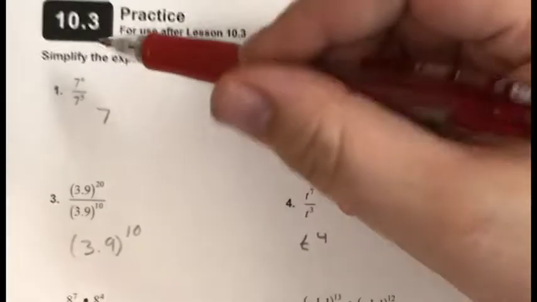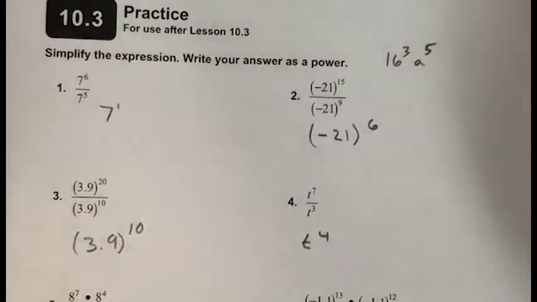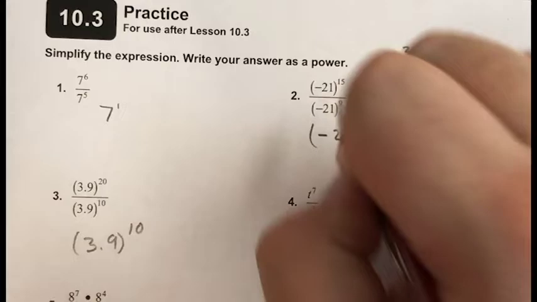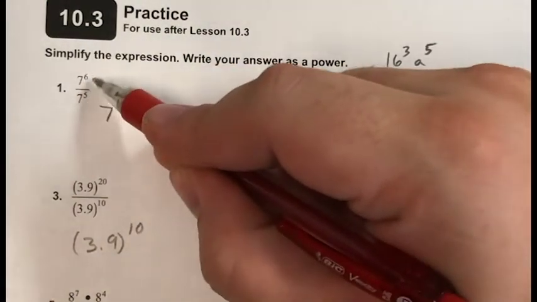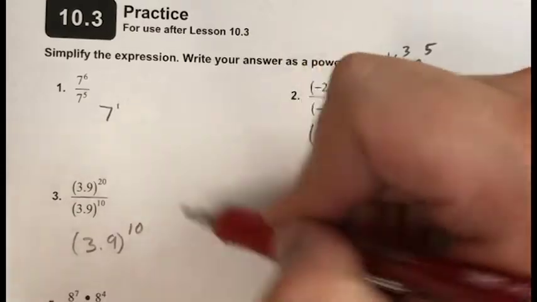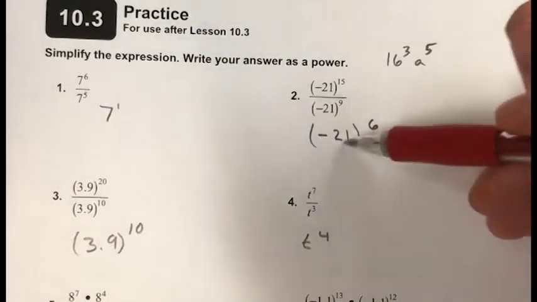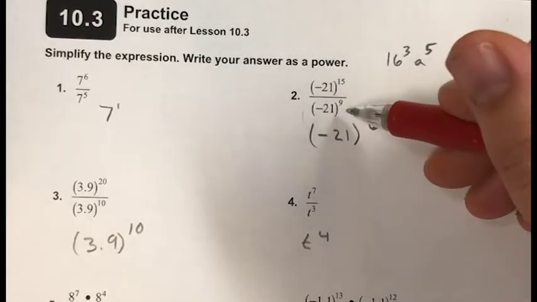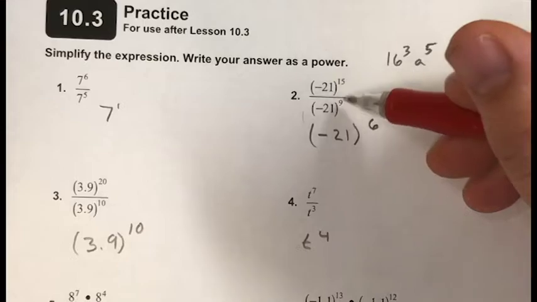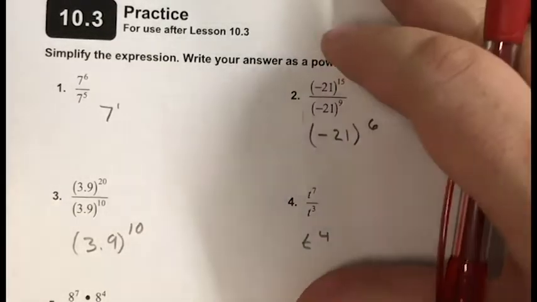All right, for number 1, you should have just gotten 7, or you could put 7 to the 1 power. That would have been fine, but 7 would have been sufficient because since we're dividing, we do 6 minus 5, we would have gotten 1, and my common base is 7. All right, for number 2, my common base is negative 21, all in parentheses, and since I'm dividing, 15 minus 9, when I work that out, gives me an exponent of 6, so negative 21 to the 6th power.